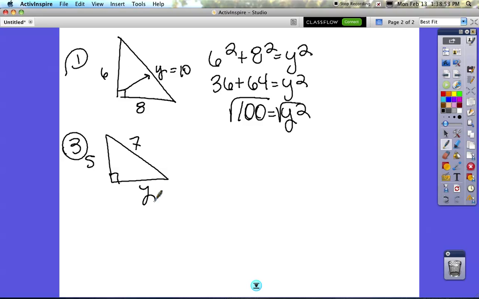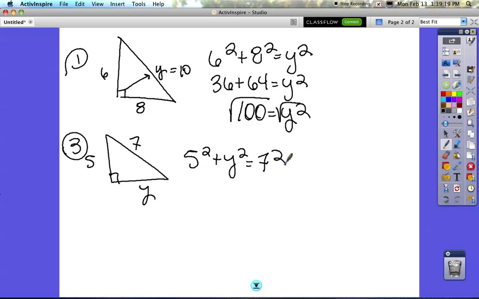Now, this is what I'm talking about. If y'all just put 5 squared plus 7 squared in there, you're going to get the hypotenuse, but that's not what I'm wanting. I want the other leg. So you're going to set this one up as 5 squared plus y squared equals 7 squared.